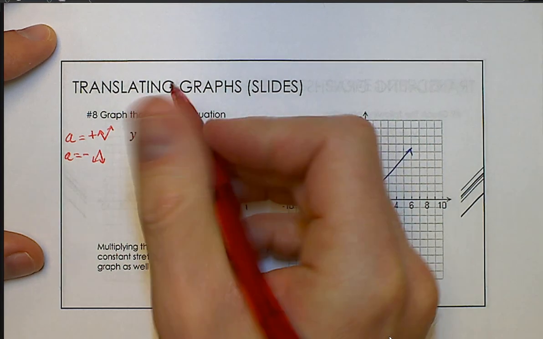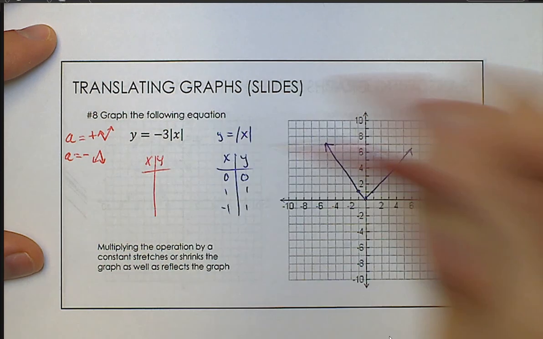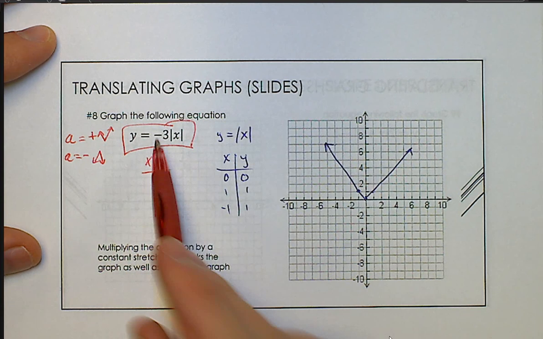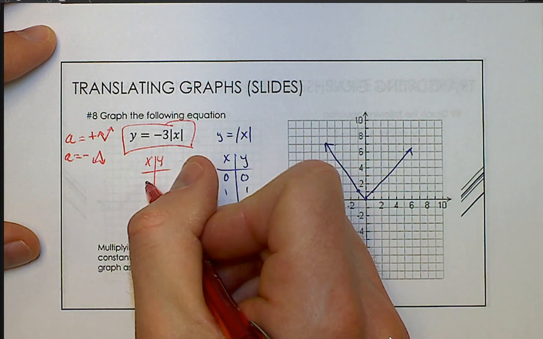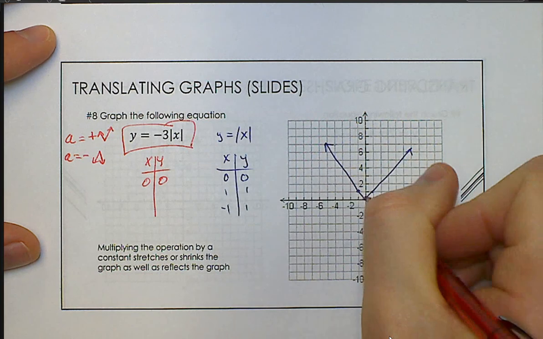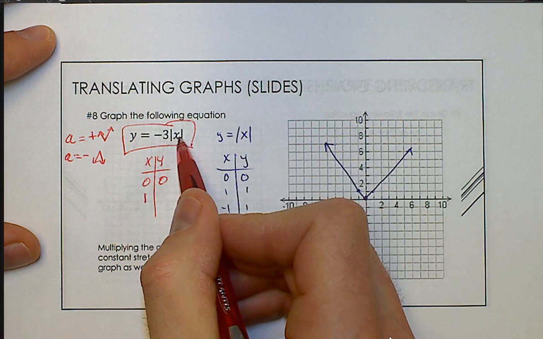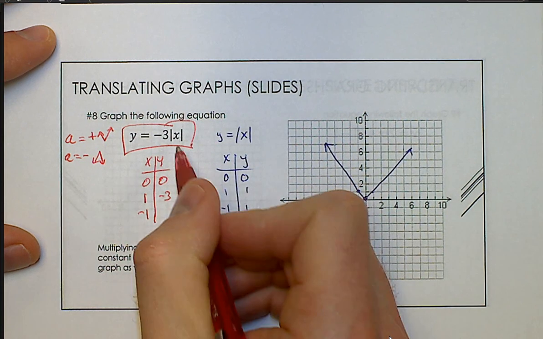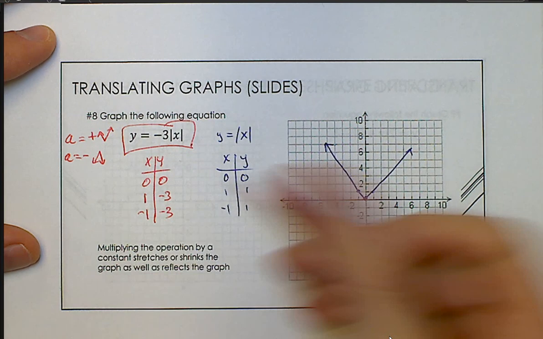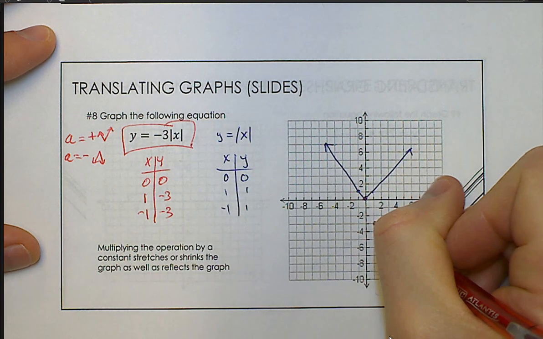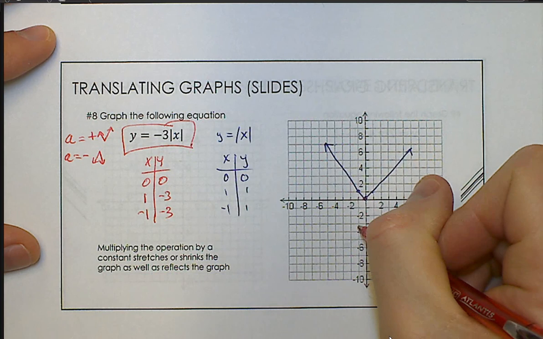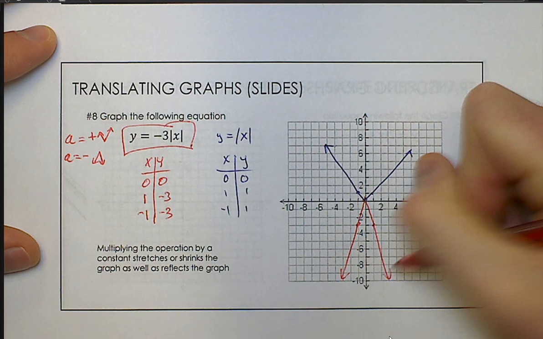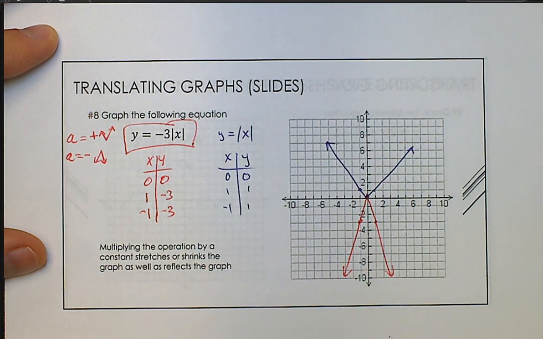Let's take a look at a t-chart with this function right here, where we take the absolute value of x and then multiply it by negative 3. So if I have 0, I'm still going to get 0. If I have 1, the absolute value of 1 is 1, and then negative 3. And if I have negative 1, the absolute value of negative 1 is still 1, it would be negative 3. So (1, negative 3) and (negative 1, negative 3). That would get something like this. I didn't pick a ton of points here, but basically your output is going to be multiplied by negative 3.